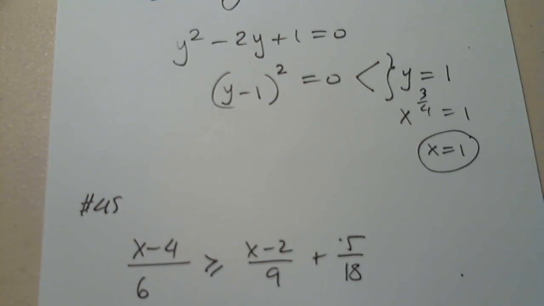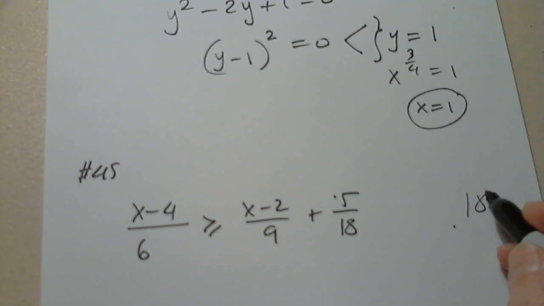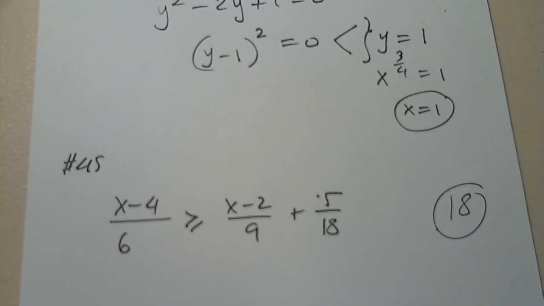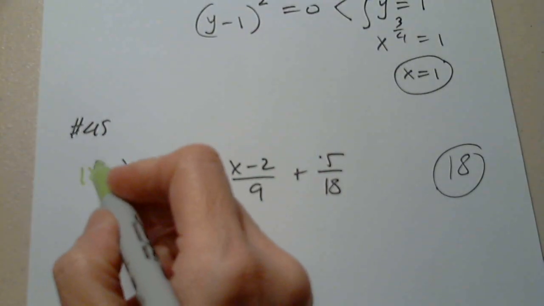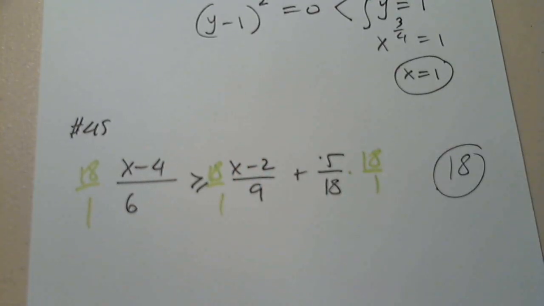I see fractions, I don't want fractions. But I realized that 6, 9, and 18 have a very nice least common denominator, and that is 18. And I will multiply each and every fraction by 18 over 1. 18 over 1, 18 over 1, and 18 over 1.